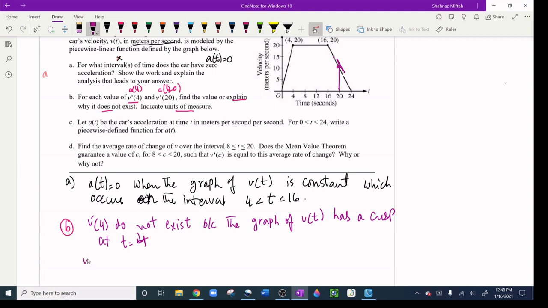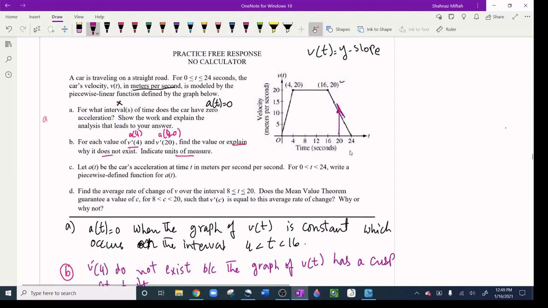So v prime 20 is equal to, if they are parallel, I can pick this point and that point, like 24, 0, and 16, 20. Why? Because the lines are parallel. If I get the slope of this, it would be the same as the tangent slope we just drew. Pay attention here: you know that it's a linear line, so any point you pick, the slope is going to be the same.